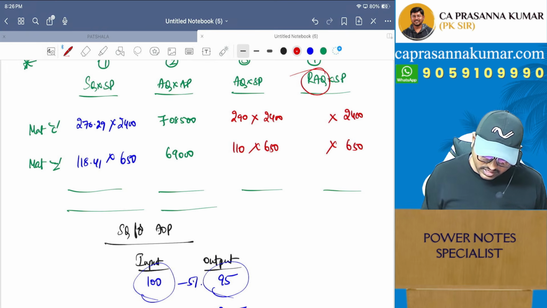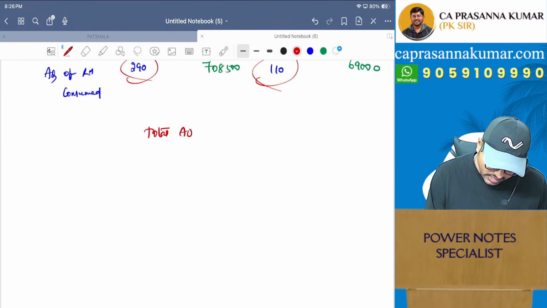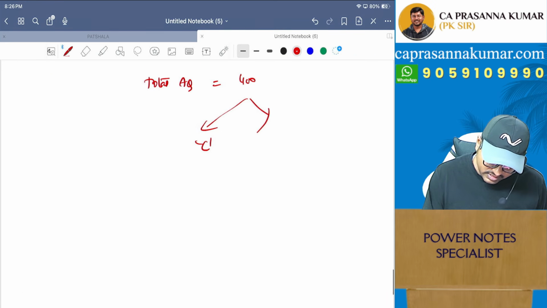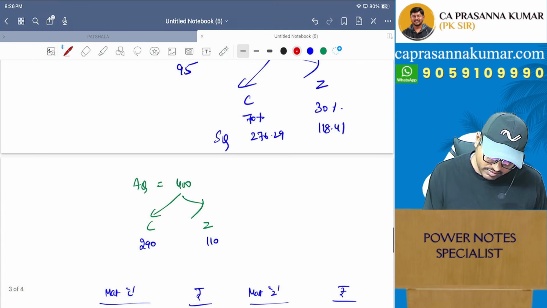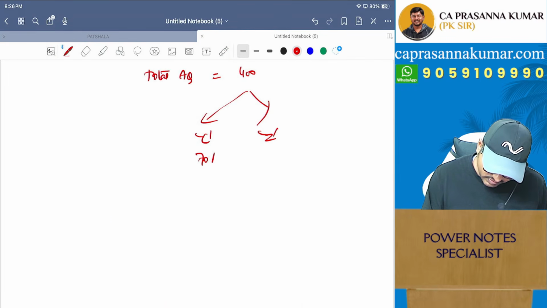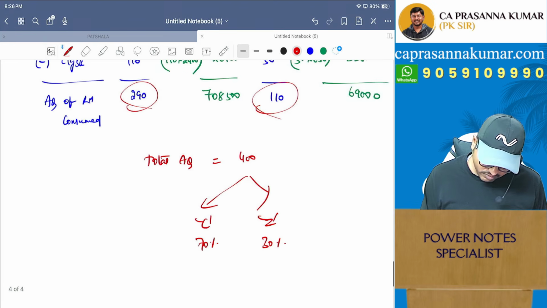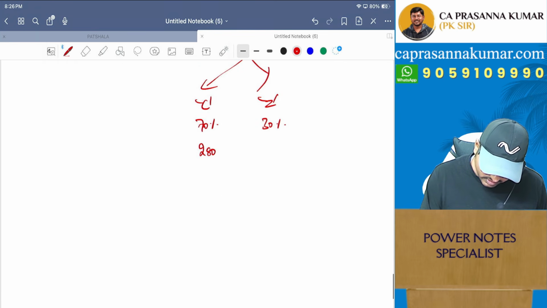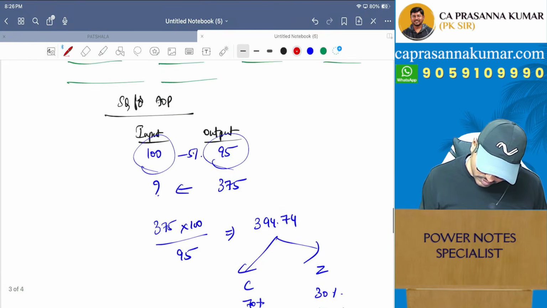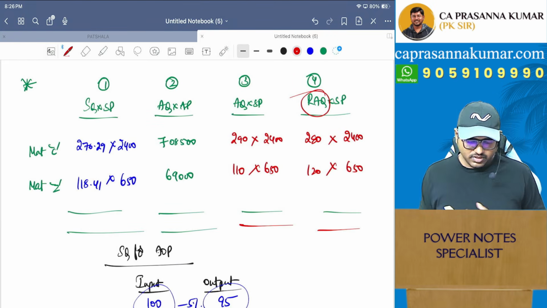Sir, what about revised actual quantity? Very simple. Actual quantity rewritten in standard proportion. Total actual quantity is equal to how much? 400. This will be rewritten between material C and material Z in standard mix. What is the standard mix? Which we already know, 70%, 30%. Now what is 70% and 30% of 400? This will be 280. This will be 120. So here it will be 280 and 120. That's all. You have got all the numbers.